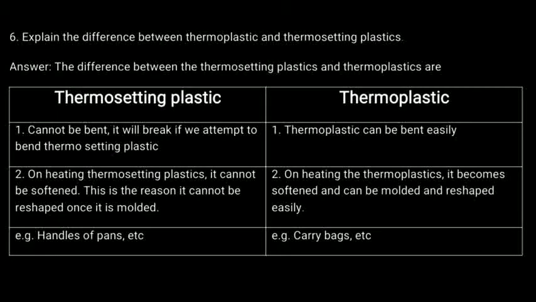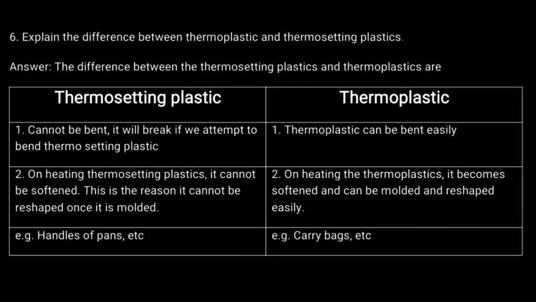Now the second point of difference is on heating thermosetting plastic, it cannot be softened. They melt but they do not soften. It is the reason that it cannot be reshaped once it is molded. Whereas thermoplastic can become some other thing and it can be reshaped. Therefore it is easily recyclable. On heating the thermoplastic, it becomes softened and can be molded and reshaped easily. That's the second point of difference.